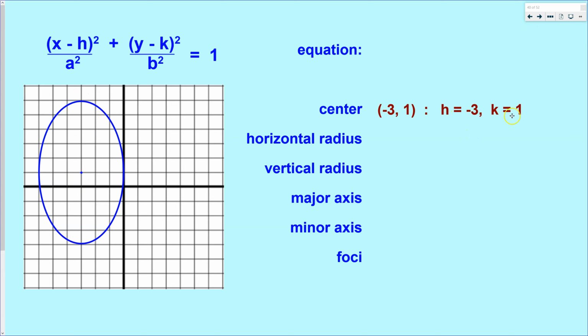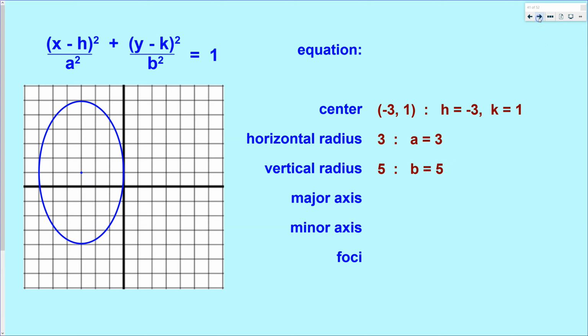So we have an h value and a k value right away. We set our horizontal radius, we count out 3, and we land. And we count out 5 in the up or down direction. So our a value should be 5, and our b value should be 3. But the number under the y term should be 5, and the number under the x term should be 3 to give us those appropriate radii.